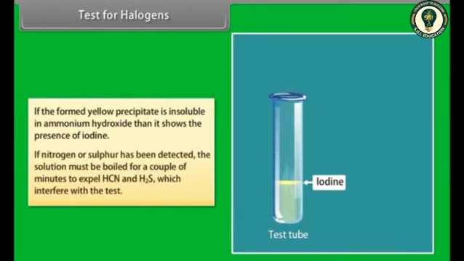If nitrogen or sulfur has been detected, the solution must be boiled for a couple of minutes to expel HCN and H2S, which interfere with the test.